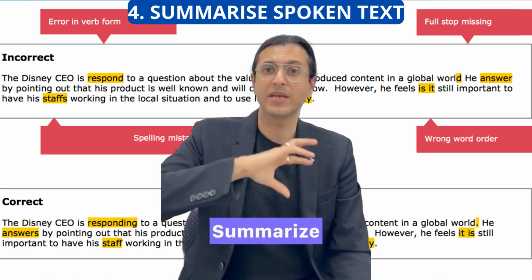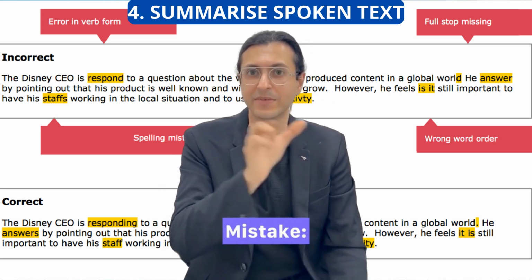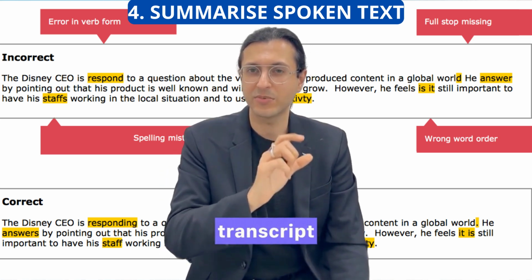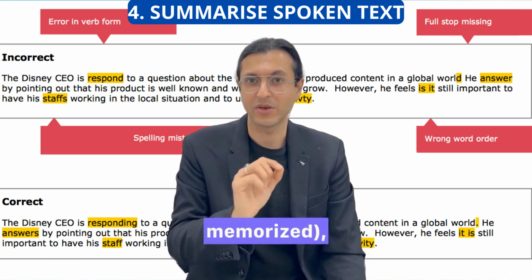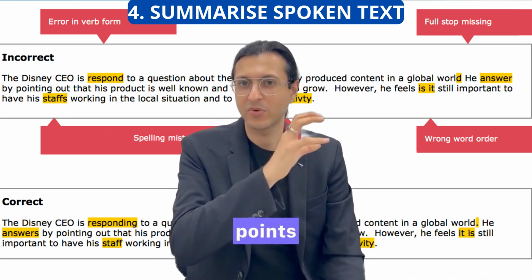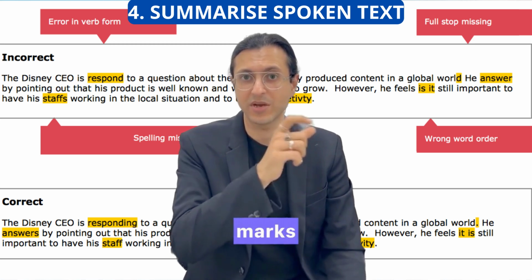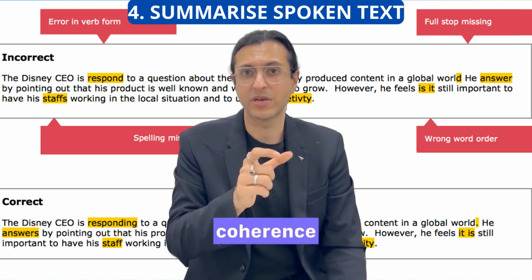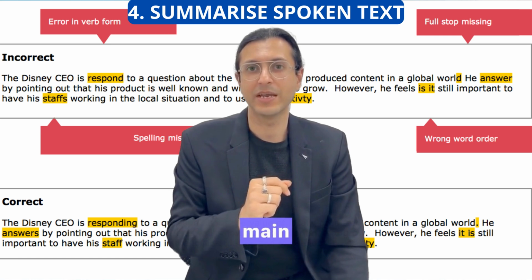4. Summarize Spoken Text, SST. Mistake: copy pasting the transcript with mistakes if you memorized, or writing random disconnected points without a structure. You'll lose marks in content, grammar, and coherence, especially if you miss the main idea.